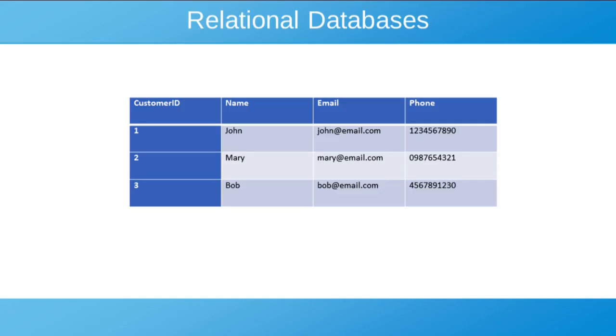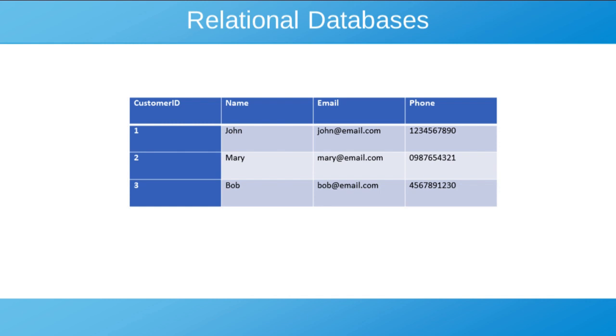Relational databases are based on the relational model proposed by Edgar F. Codd in 1970. In this model, data is stored in tables consisting of rows and columns. Each column represents an attribute or property of an entity or object, and each row represents a record or instance of an entity or object.